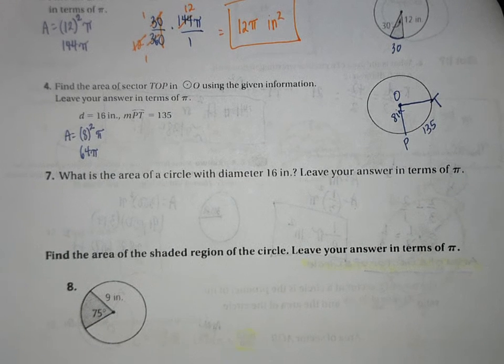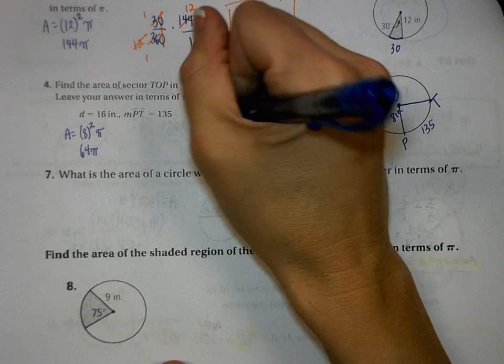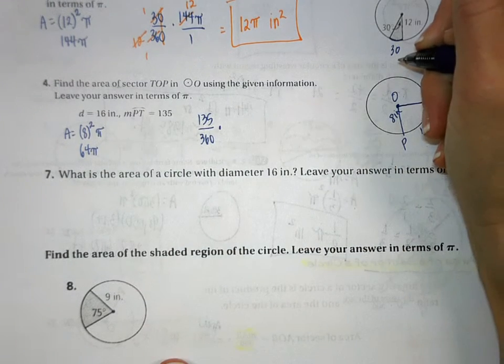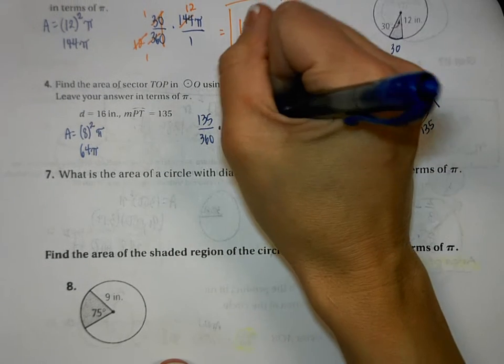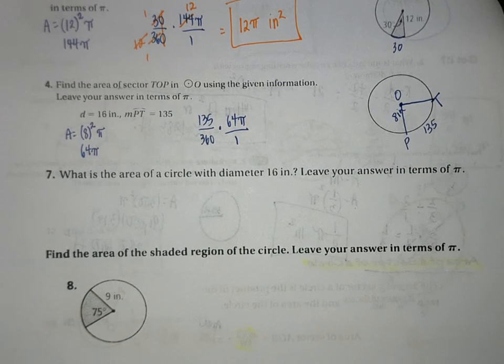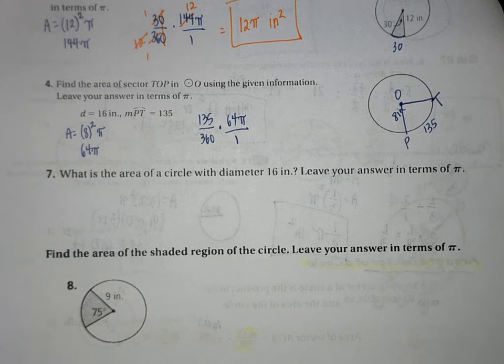All right, so now how do I set this up to find the area of the sector? Good, 135 divided by 360, and we multiply that by? Very good, thank you. Okay, reduce, multiply, no. 24 pi inches squared is the correct answer.